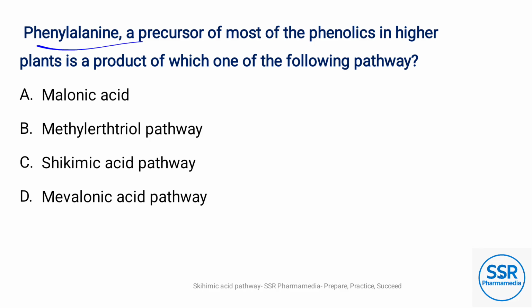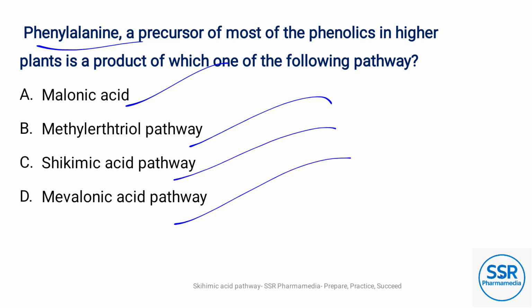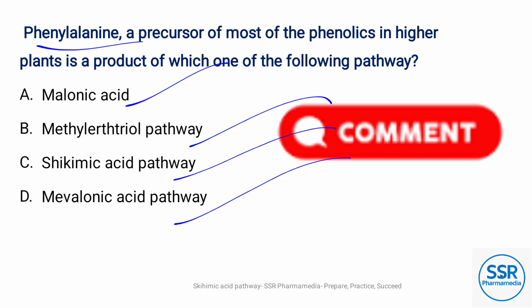Phenylalanine, a precursor of most of the phenolics in higher plants, is a product of which one of the following pathways? Option A, malonic acid pathway. Option B, methylerythritol pathway. Option C, shikimic acid pathway. Option D, mevalonic acid pathway. So tell me the answer in the comment box.